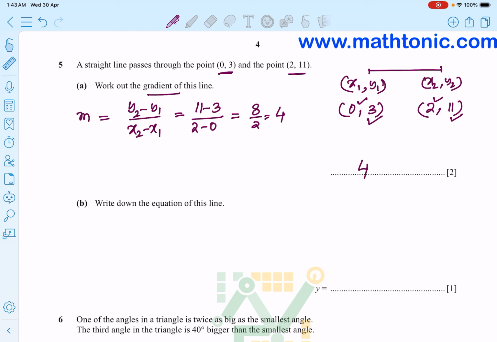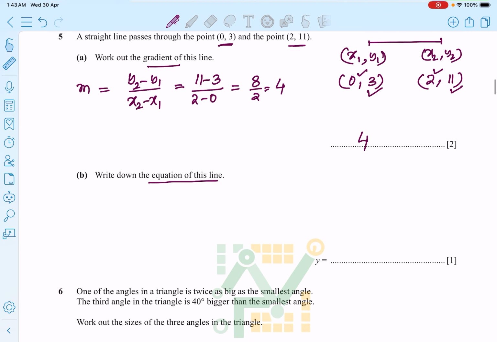Got it? Now, next part. Write down the equation of line. Equation of line means, as all of us know, the straight line equation is y equals mx plus c, where m is the gradient and c is the y-intercept. Here we already have a gradient, so m will be replaced by 4, that is 4x plus c. The answer is incomplete because we need to find the value of c as well.